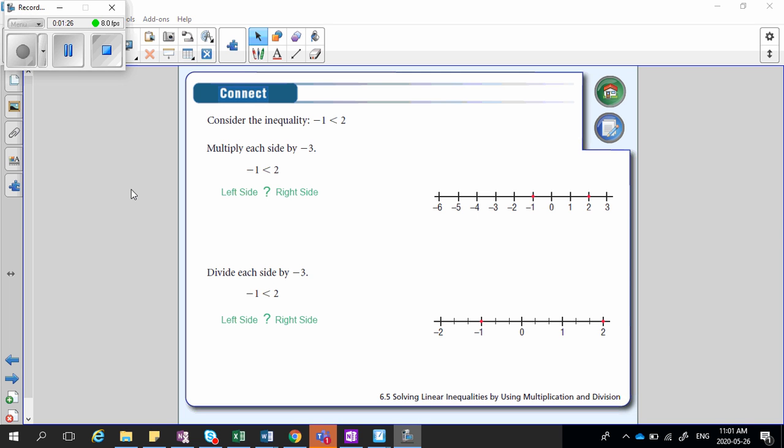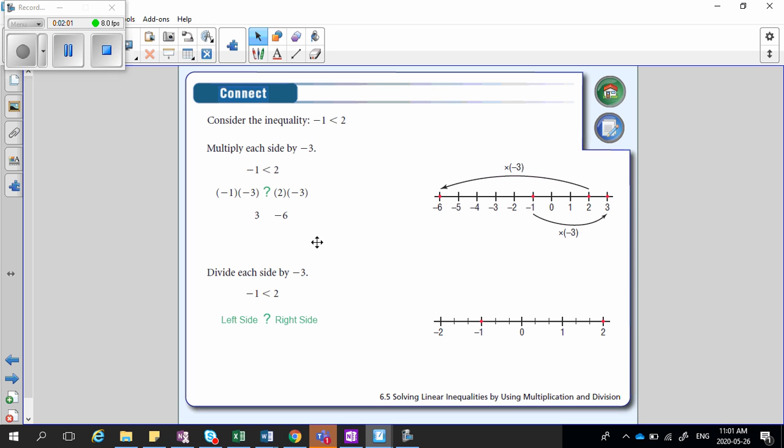Okay, let's look at multiplying or dividing by a negative number. So we have the same inequality again. Negative 1 is less than 2, and we're going to multiply each side by negative 3. So negative 1 times negative 3. When we multiply a negative by a negative, we get a positive. So we end up with positive 3 on our left side. And then 2 times negative 3. When we multiply a positive number by a negative number, we get a negative number. So our right side becomes negative 6.